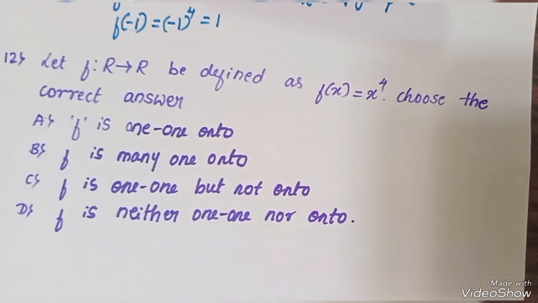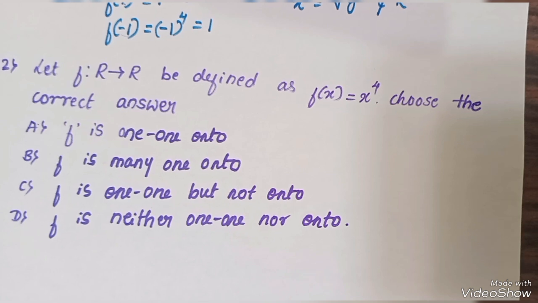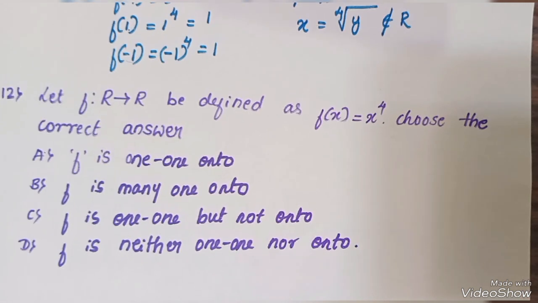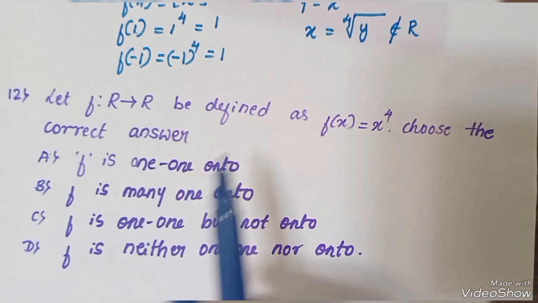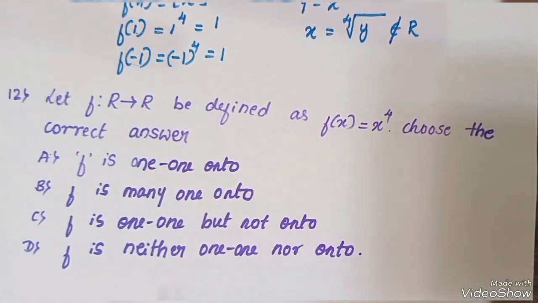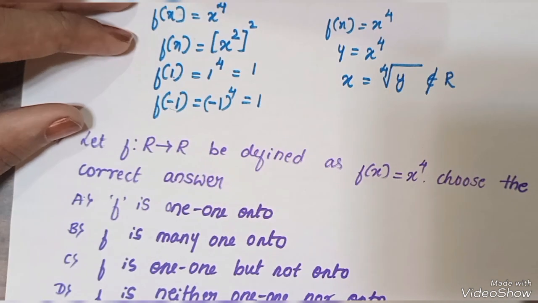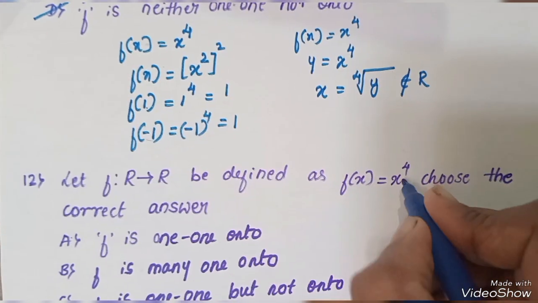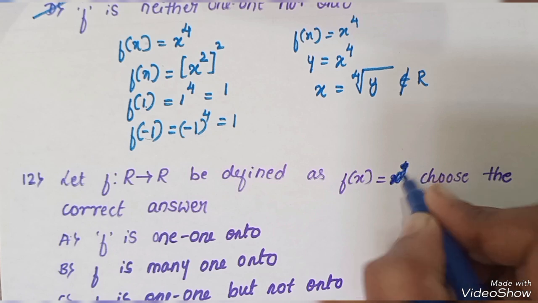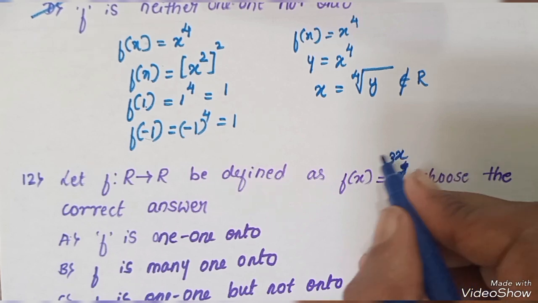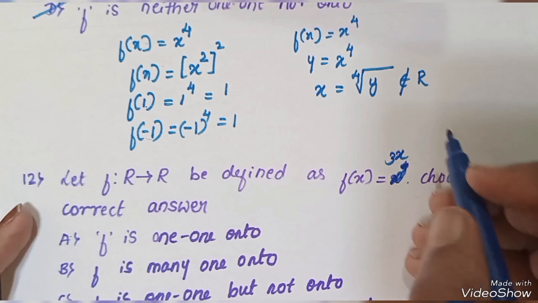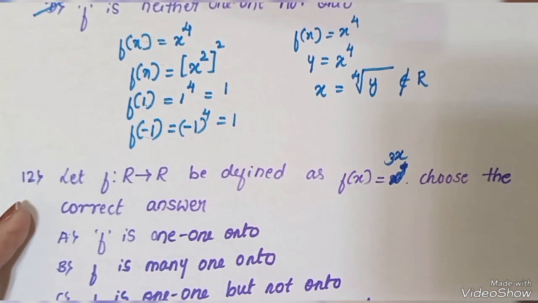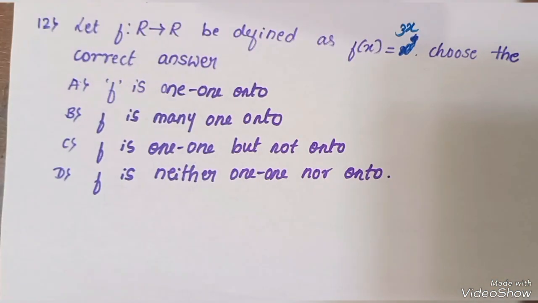Again, here consider, let a function R to R be defined as f of x. Then choose the correct answer. Again, choose the correct answer. Sorry, here both questions are the same. It is 3x. Okay, it is 3x. f of x is equal to 3x. Now check the one-one and onto condition.